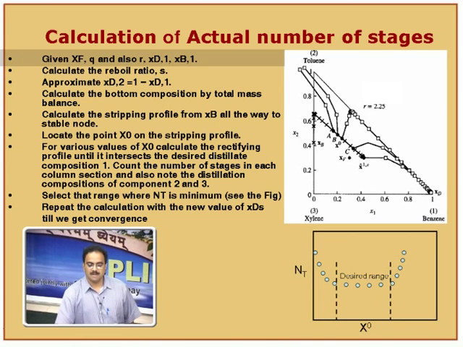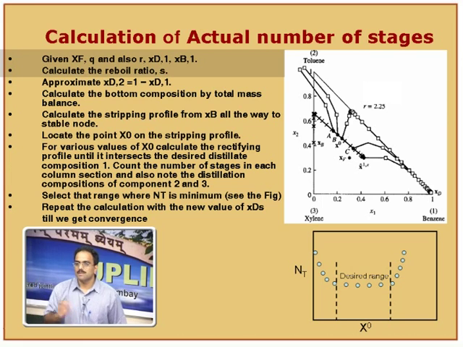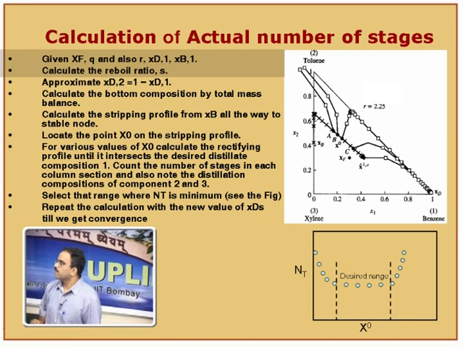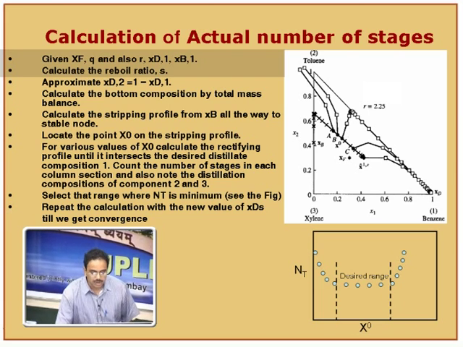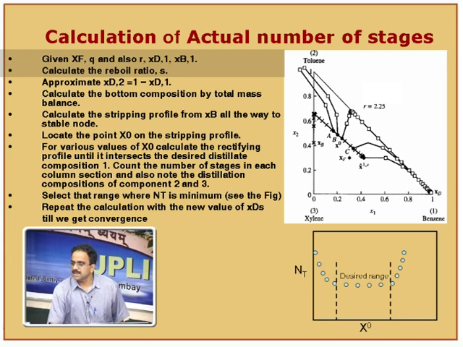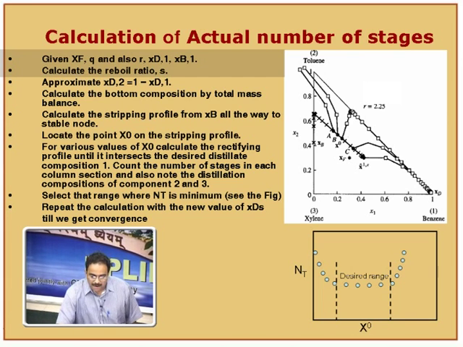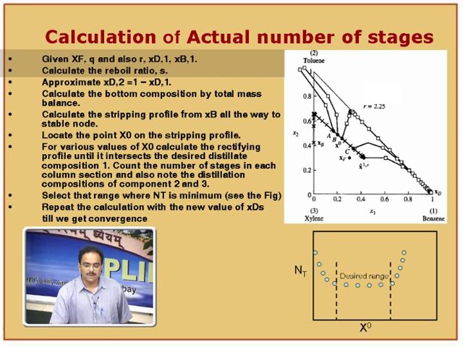Once you know R, you can calculate S, that is the reboil ratio. There is a direct relationship between the reflux ratio and reboil ratio if you just do an overall material balance. If you have the constant molar overflow assumption, you can calculate the reboil ratio, which is V by B, in terms of the reflux ratio. So there is an equation. Now I want to start solving the problem for getting the actual number of stages. I know xD1, I know xB1, but I need to know all the end compositions, which are already given by the process requirement.